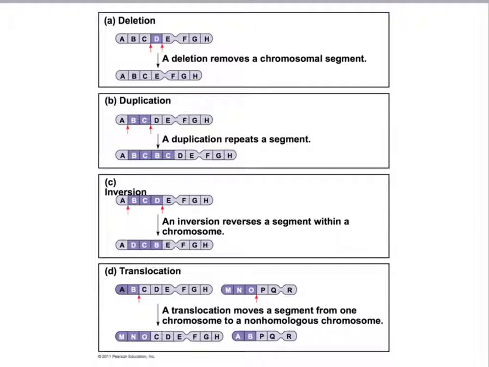Inversion reverses the orientation of a segment within a chromosome, so genes are displaced in their location along the same chromosome. And translocation moves a segment from one chromosome to another. So one set of genes on one chromosome is swapped for a set of genes on a different chromosome. Human disorders due to chromosomal alterations often result.